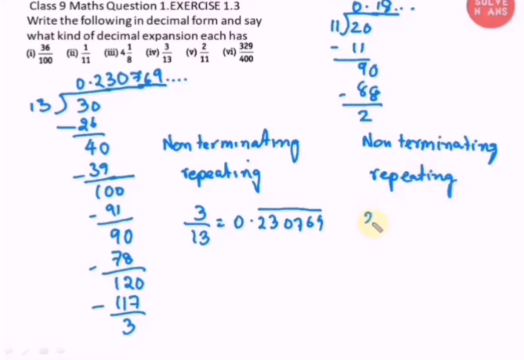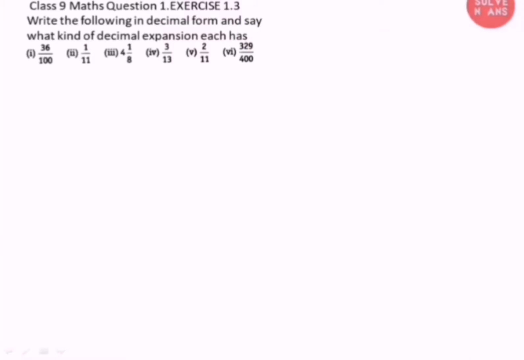And how you are going to write it? 2 by 11 is equals to 0.18 and put a bar. Now the last sum. So here you are going to divide 329 by 400.